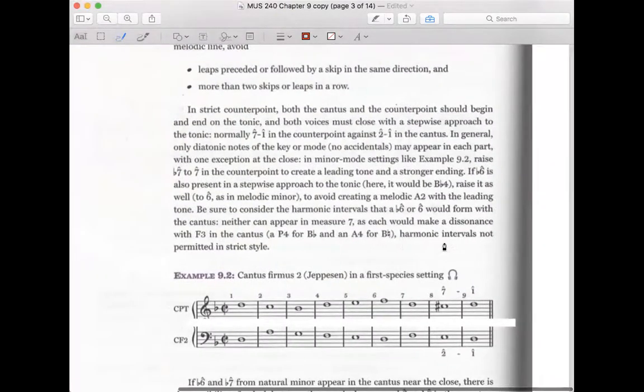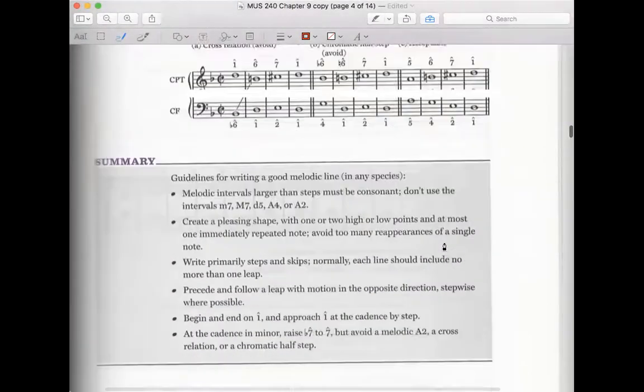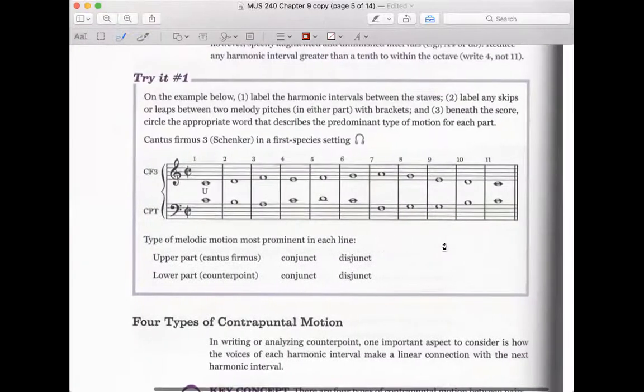Okay, so if you look over here in your example 1, it says try it number 1. You're already able to label. This says label the harmonic intervals between the staves. So you're looking at the distance between the two notes, right? You can do this. Again, do this at the keyboard so that you're not accidentally inverting your intervals. Then it says label any skips or leaps between melodic pitches. So now we're looking this direction.